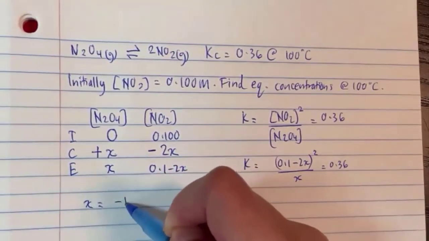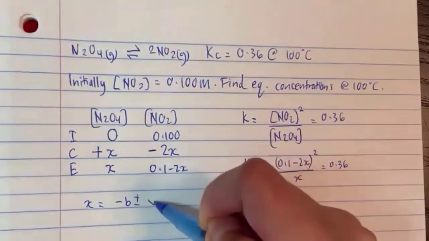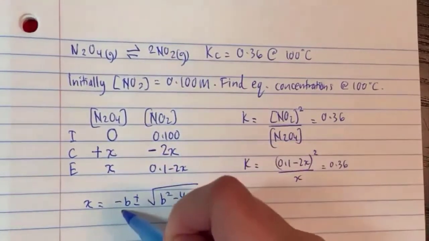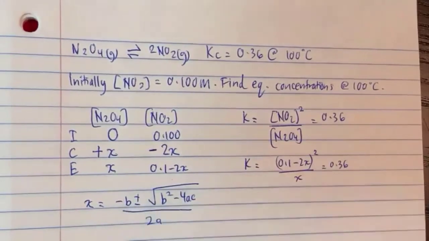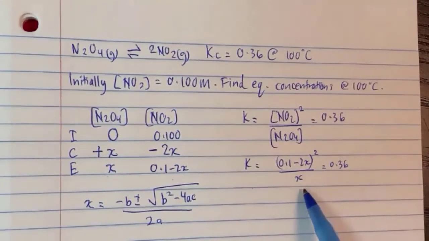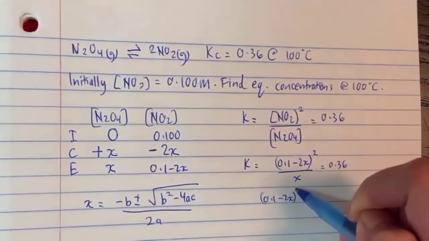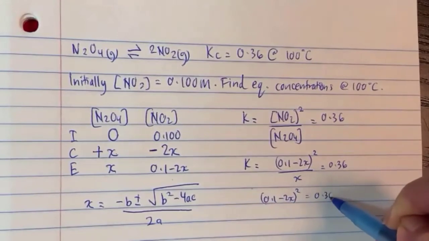x equals minus b plus or minus the square root of b squared minus 4ac, over 2a. And then you have to remember what a, b, and c stand for. I'll go through that with you. So let's go ahead and work on this. I'm going to multiply both sides by x. So I get 0.1 minus 2x, still squared, equals 0.36x.